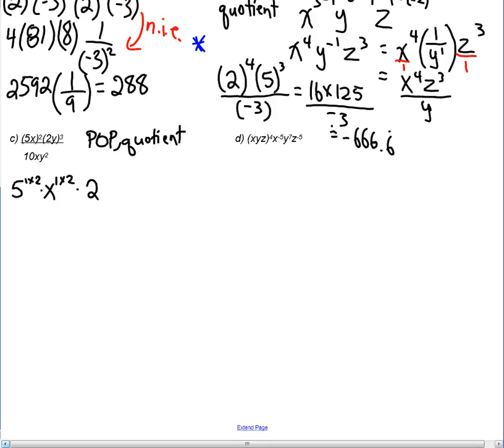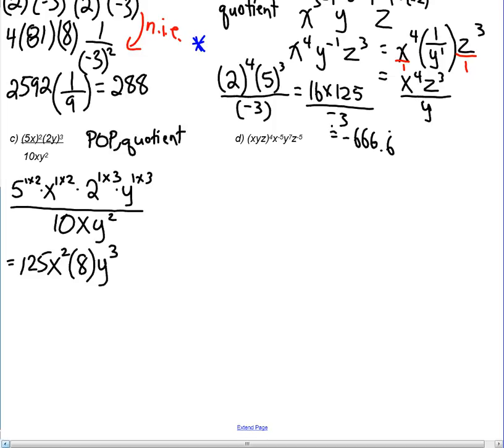We're going to have 2 to the exponent 3, again power to power applied to the number, and y to the exponent 3, all over 10xy squared. So that's going to give us 5 squared, which is 125. x times x is x squared. 2 to the exponent 3 is 8, and then y cubed, all over 10xy squared. 8 times 125 is 1,000.